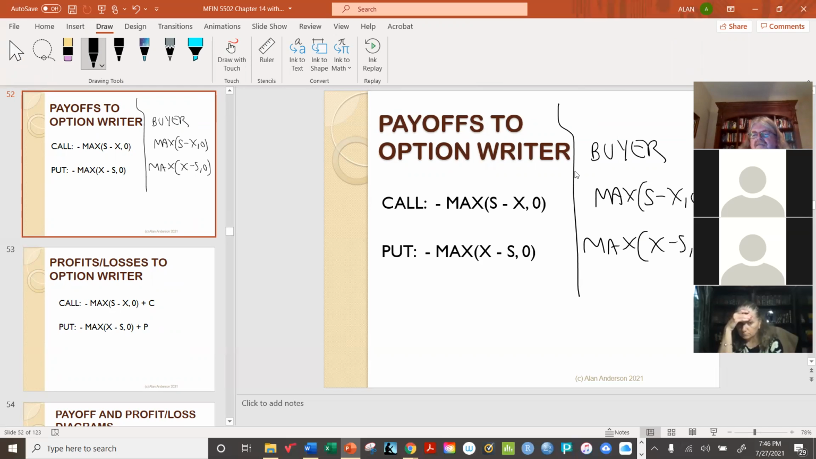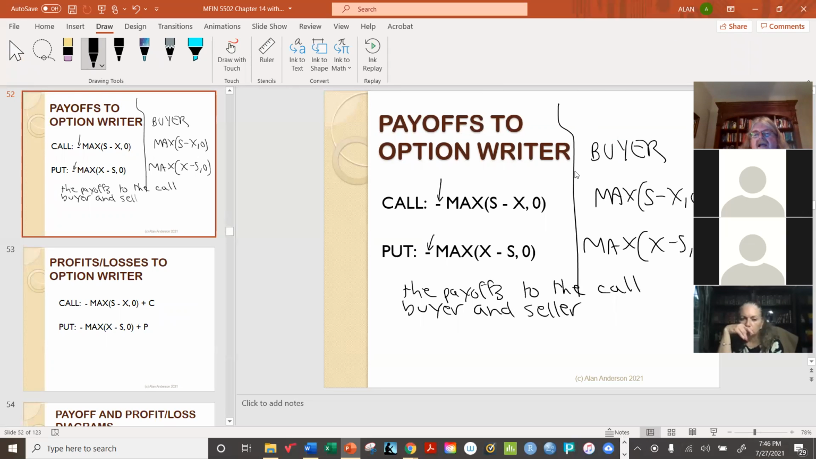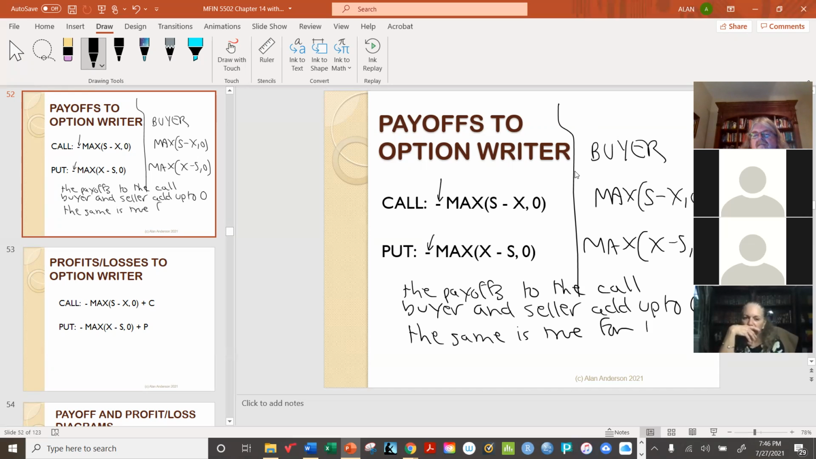All right, what's different? I'm pointing a laser beam at that spot, more or less. Yes, it's negative. And so with the call, if you notice, the payoffs to the call buyer and seller add up to 0. And the same thing is true for the put. They add up to 0, don't they? They have to. In economics, we sometimes call this a zero-sum game, meaning that the gains of one side have to match the losses to the other.